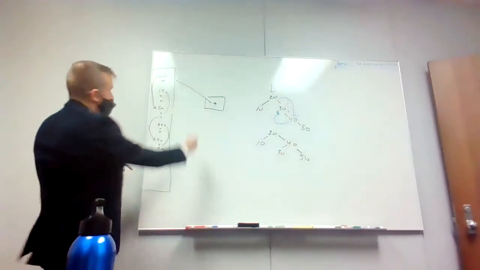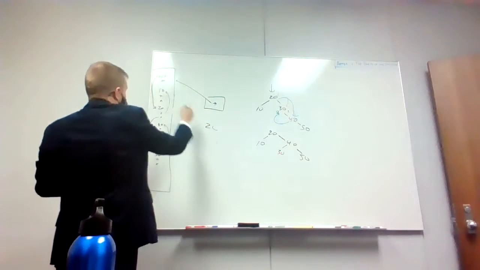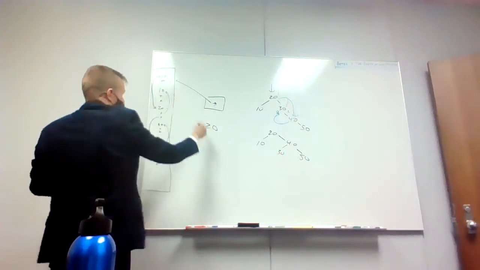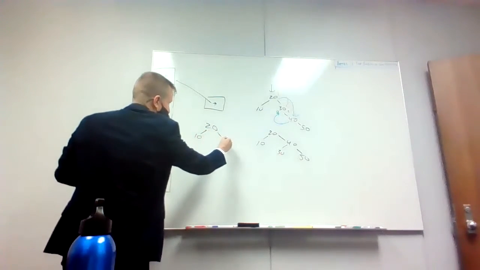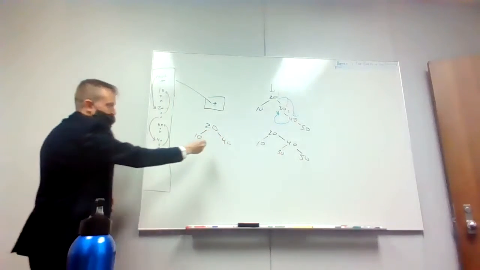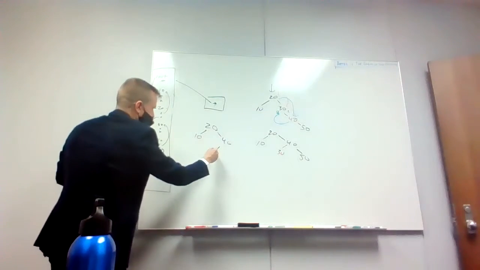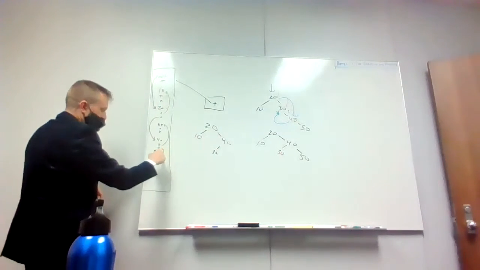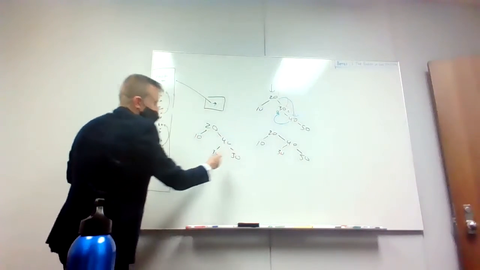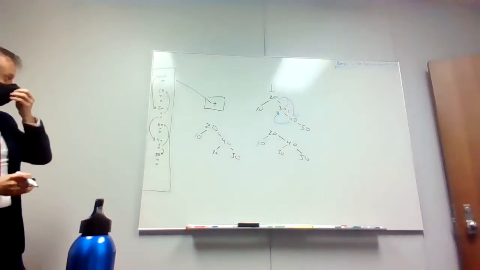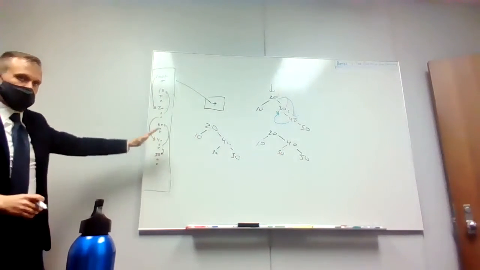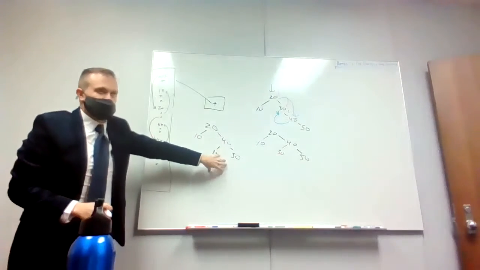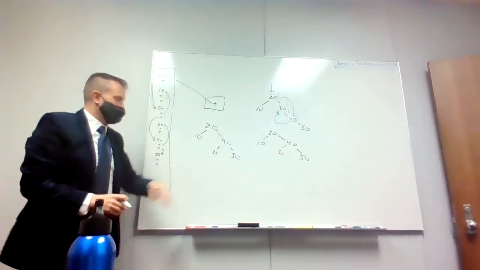Root goes to 20, 20 on the left goes to 10, 20 on the right goes to 40, 40 on the left goes to 30, 40 on the right goes to 50. So now what we're doing is we're translating a physical strip of memory into a logical binary tree.